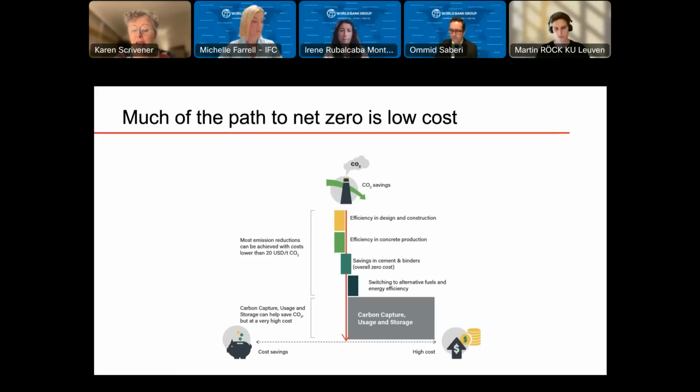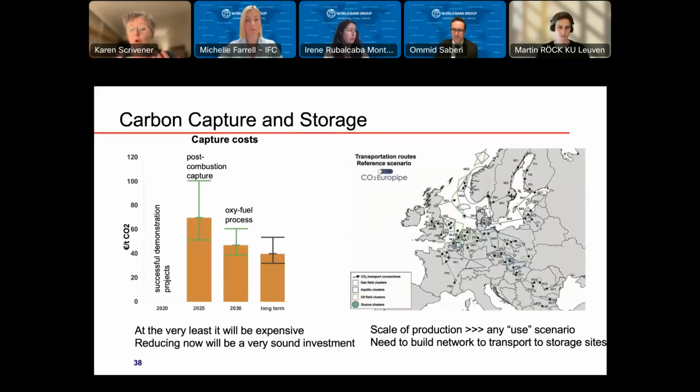At the end of the day, we have to have some measure of carbon capture and storage, but this is where we have a totally different price, much, much more expensive, and much more complicated. This was the pipe network that's deemed to be necessary just in Europe to efficiently capture all the CO2 from industrial production.